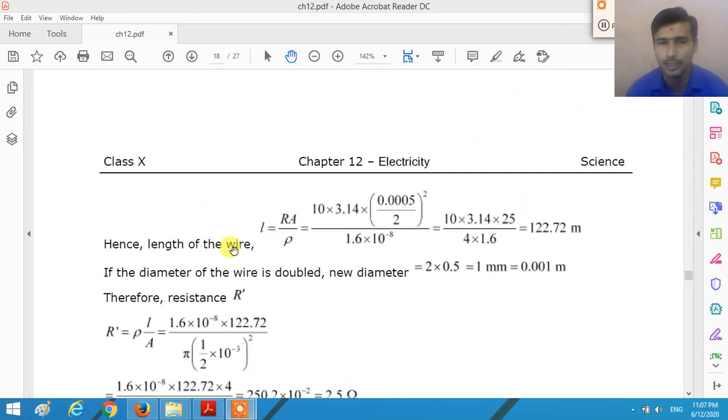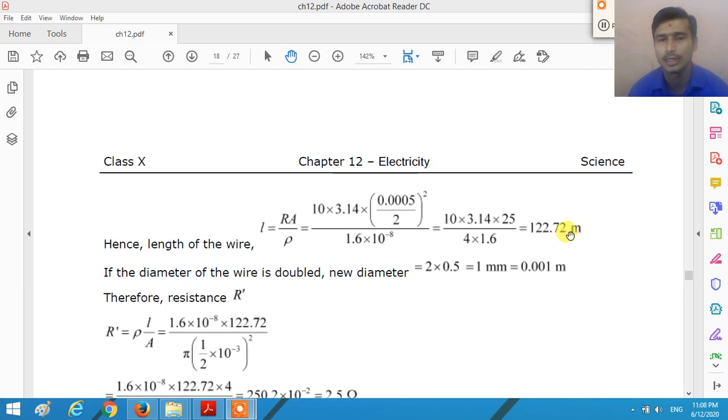From the above formula, the length of the wire L is equal to R A divided by rho. The value of R is 10 ohm, and the area is pi d square by 4. The value of pi is 3.14, and the diameter is 0.0005 squared, divided by 4. So we get the answer 122.72 meter. So the length of the wire should be 122.72 meter.